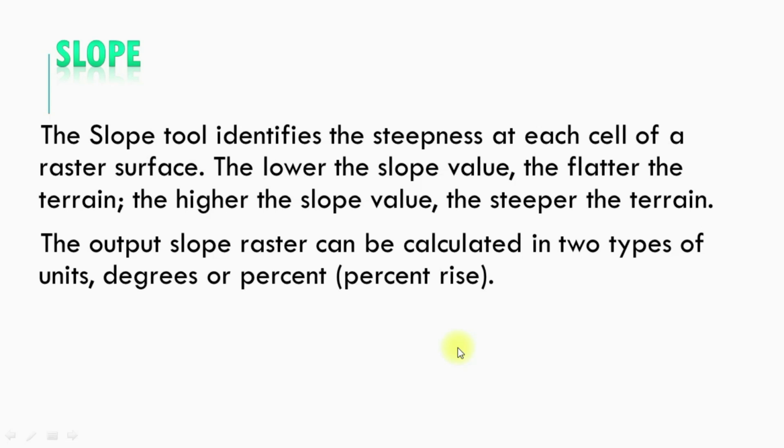So, slope. The slope tool identifies the steepness at each cell of the raster surface. The lower the slope value, the flatter the terrain. The higher the slope value, the steeper the terrain. The output slope raster can be calculated in two types of units, degrees or percents.